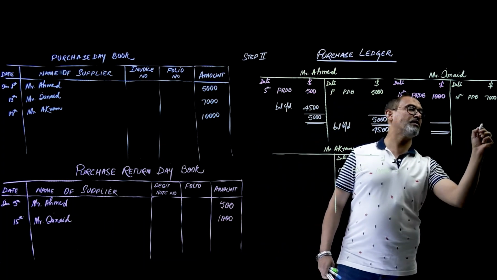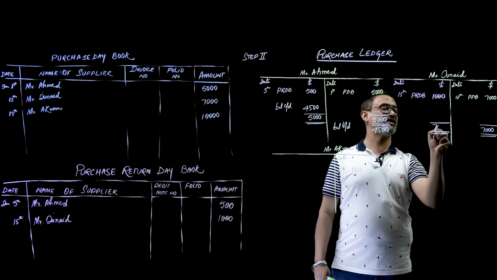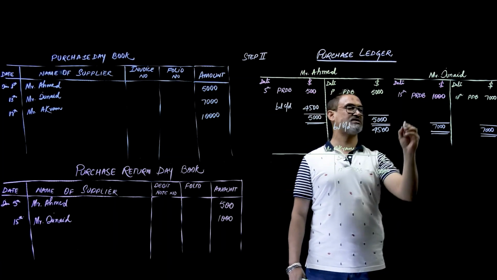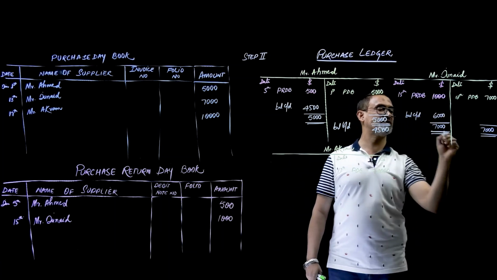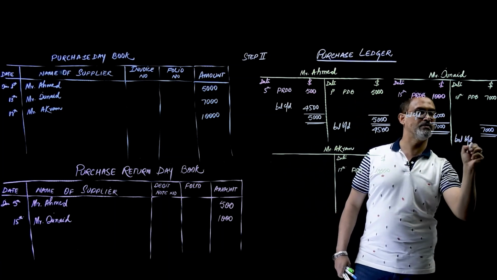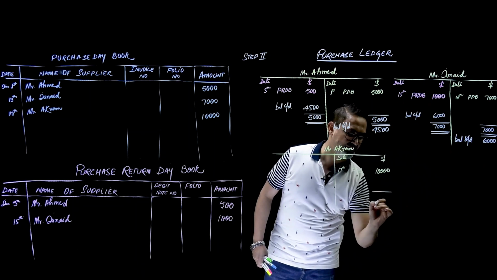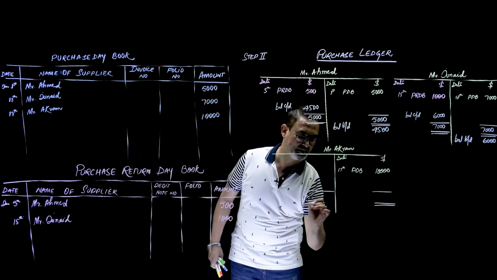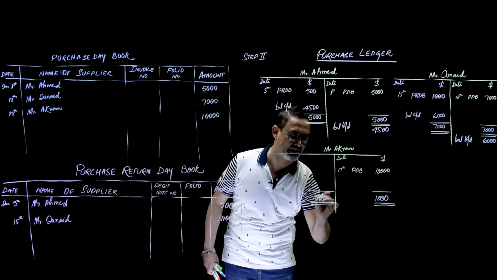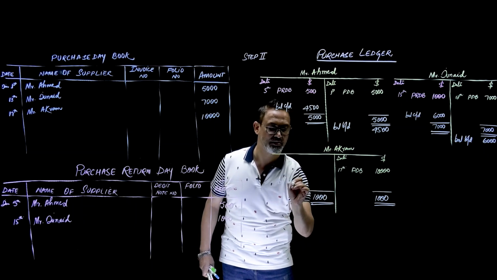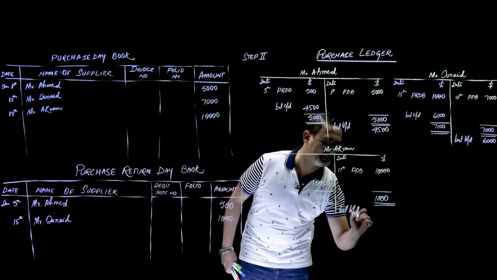And if we balance Mr. Junaid's individual account, 7,000 is the bigger side. If we reduce the 1,000 return, this gives us 6,000 rupees. And the last one is Mr. Akram. That is 10,000 on the credit side, and the balance carried down and the balance brought down is 10,000.